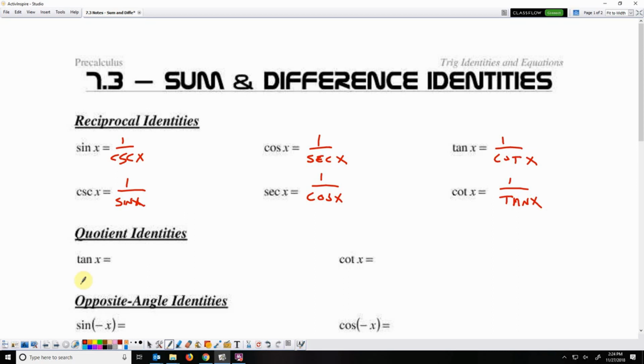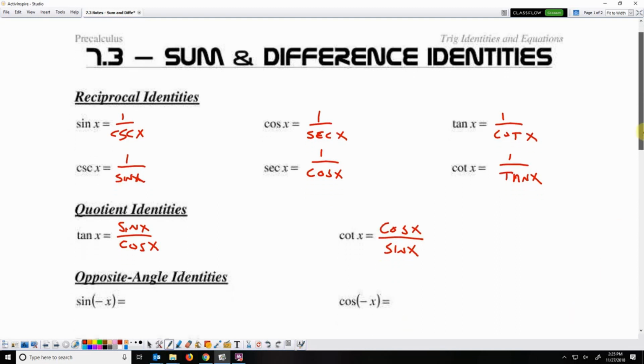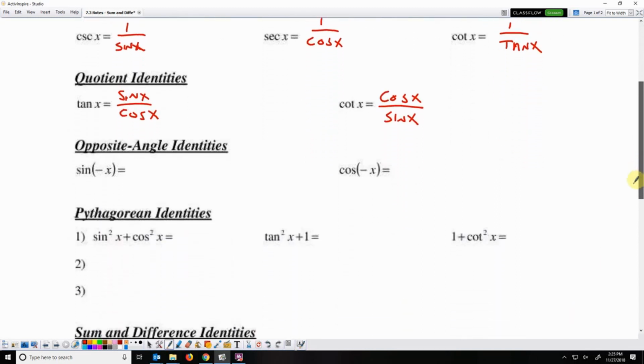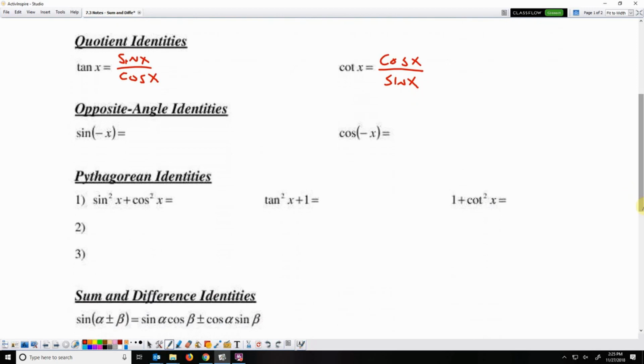And the quotient identities: tangent x is the same as sine x over cosine x. And cotangent is the reciprocal of tangent, so it is cosine x over sine x. We are not going to use the opposite angle identities. We'll go to the Pythagorean identity.